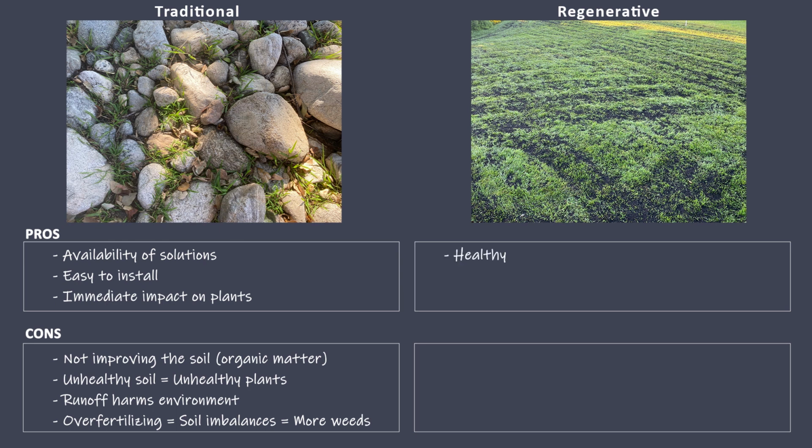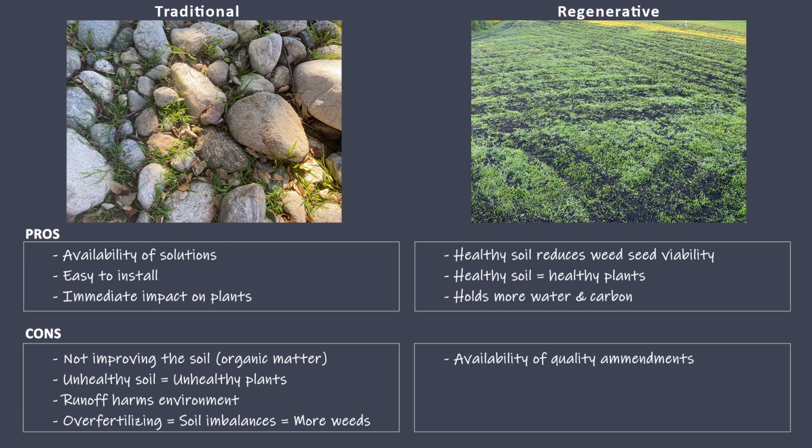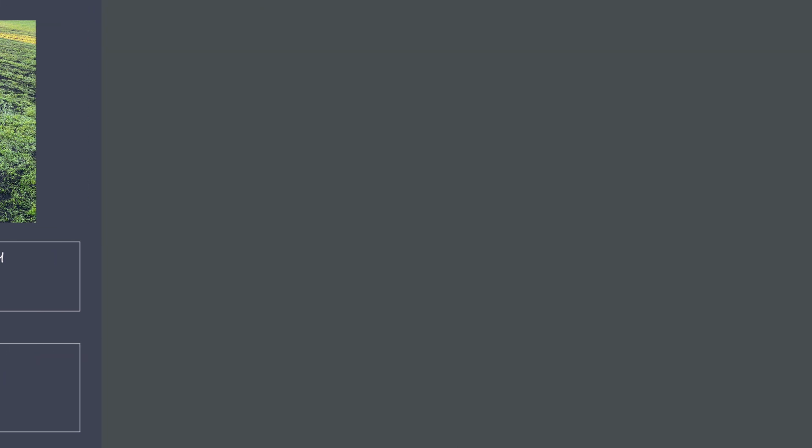Key points include the reduction of weed seeds, healthier plants, holding more water, and storing more carbon. The downside is the availability of premium composts, which take more time and energy to install, along with the increased time nature needs to process the amendments.